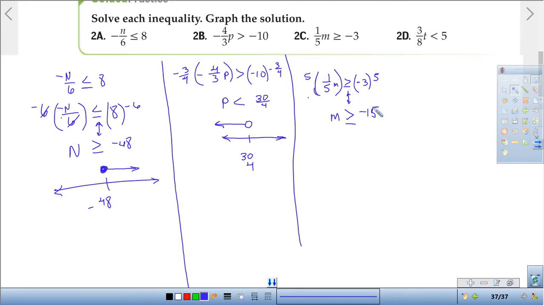I don't care about what I get as the answer here. I just care about, do I multiply by a negative? If I do multiply by a negative, this thing switches. If I don't multiply by a negative, then it stays the same. Final answer for this one would be negative 15 here. And you see how my variable's on the left, equal, shaded in, go to the right.